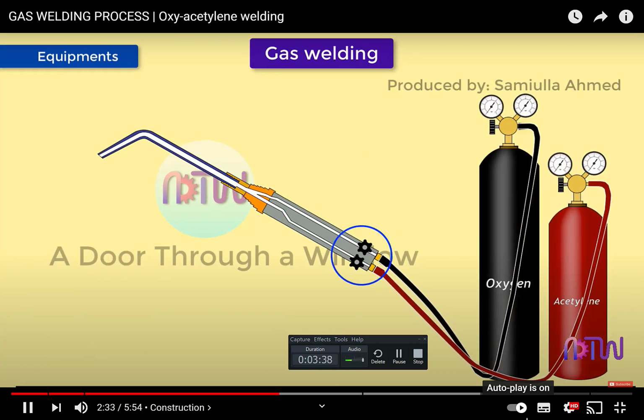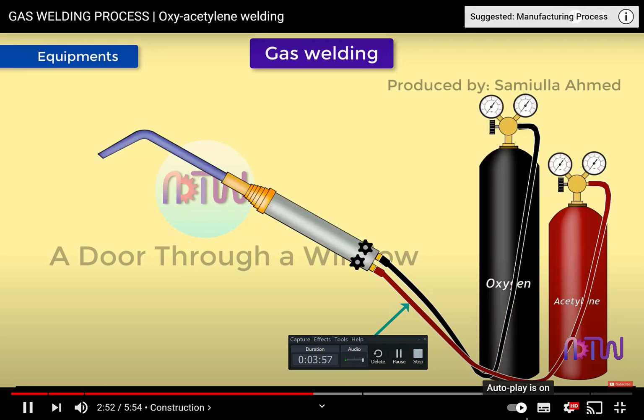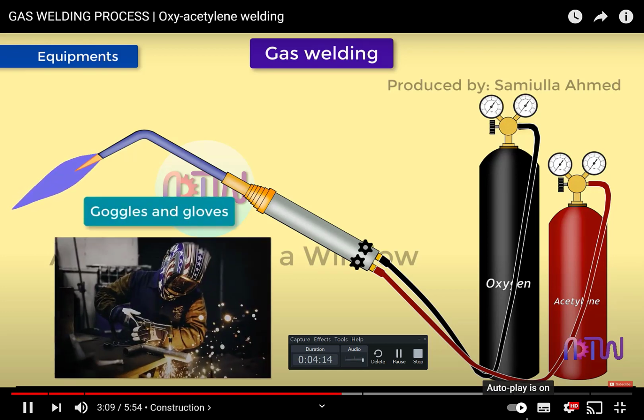Control valves. There are two control valves available in this torch. One is for the oxygen, and the second one is for fuel gas. These control valves are used to control the flow of oxygen or fuel gas to the mixing chamber. Gas hoses. The gas hoses are used to transfer oxygen and fuel gas from the cylinder to the welding torch. These hoses are color-coded for easy identification. This color coding varies from country to country. Nozzle. The mixture of oxygen and acetylene comes out of this nozzle. The mixture of these gases comes out under pressure from the nozzle and then is ignited by the striker. Goggles and gloves. In gas welding, goggles and gloves are used for the safety of the operator who does welding. They are used to protect the hands and eyes of the welding operator from radiation and heat of the flame.